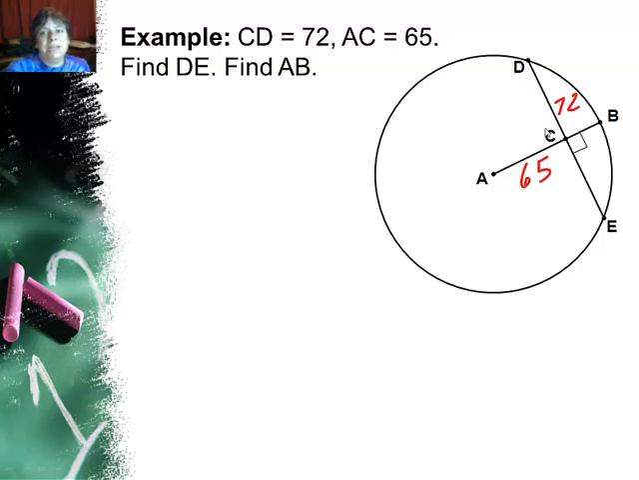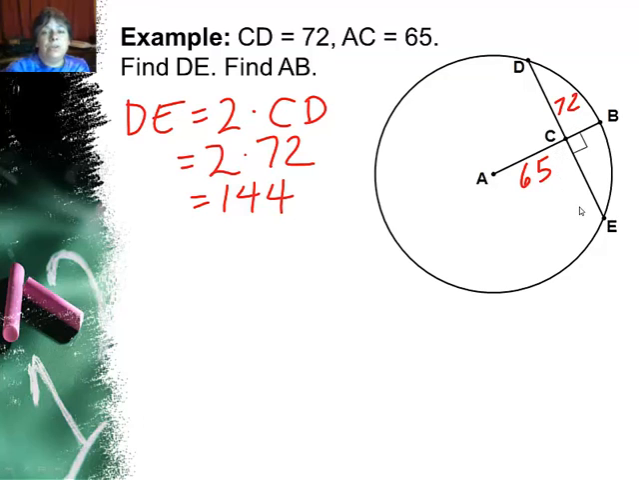I have CD is 72 and AC is 65. And I had you find DE. Why did I bother to have you find DE? Because again, we're trying to remember that this radius is bisecting this chord. So DE is just twice that, 2 times 72, or 144. Now, I can actually find the radius here. How can I do that?